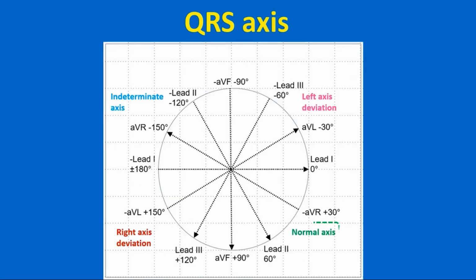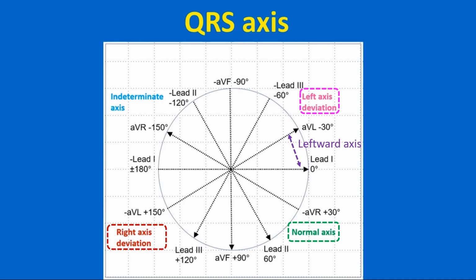Normal QRS axis is in the right lower quadrant between lead 1 and AVF. If the axis is in the left upper quadrant between lead 1 and minus AVF, it is taken as left axis deviation. QRS axis up to minus 30 degrees is taken as minor left axis deviation or leftward axis. QRS axis in the left lower quadrant between AVF and minus lead 1 is right axis deviation.